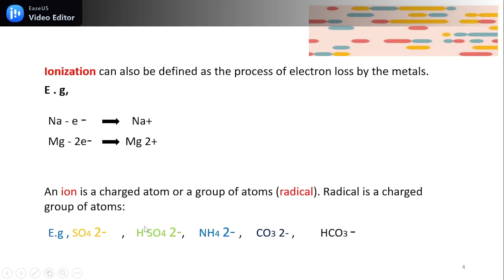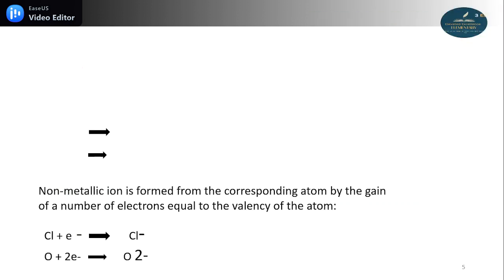We have a lot of them. So these ones are known as radicals because they are charged groups of atoms. They are groups of atoms. It doesn't contain a single atom. It's a compound. It's a radical. So now let's proceed to what's next.